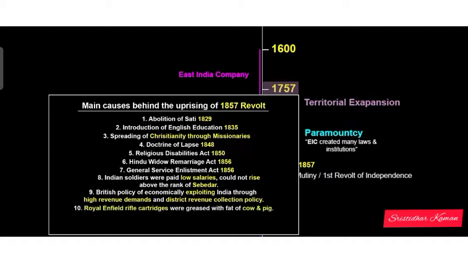And finally, on 26th February 1857, the 19th Bengal Native Infantry Regiment showed resentment over the new Enfield rifles. You all know the story of the Enfield rifle. Indian soldiers were given the Enfield rifle. The cartridge of the rifle was greased with fat of cow and pig, and that was against their religious faith.